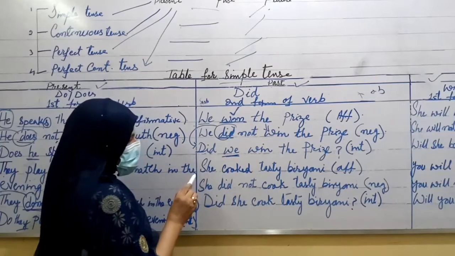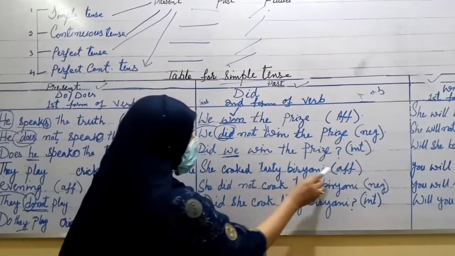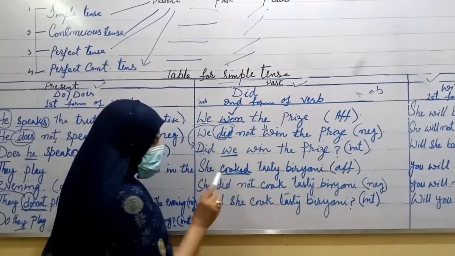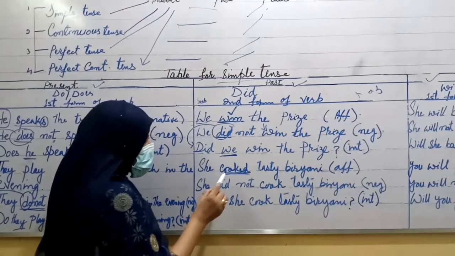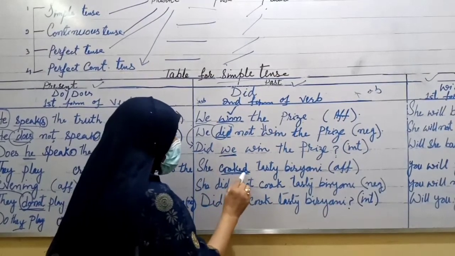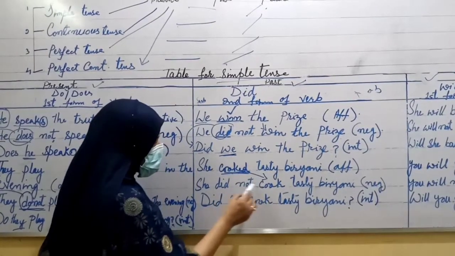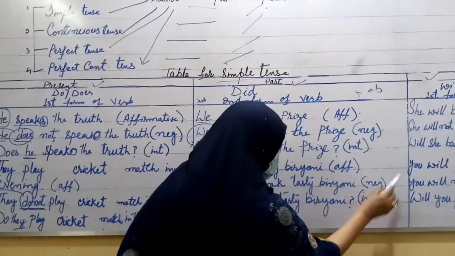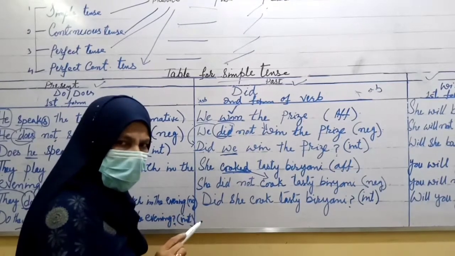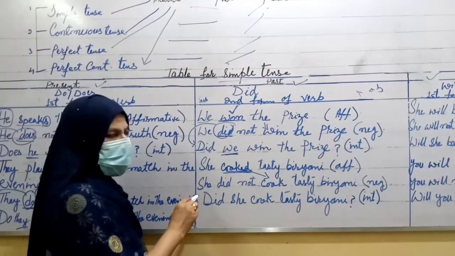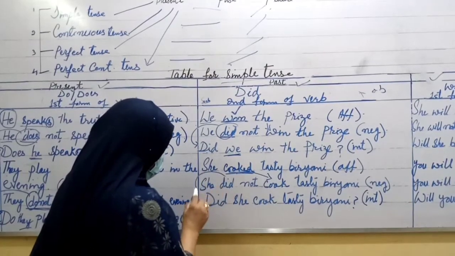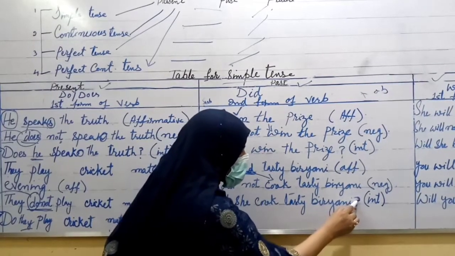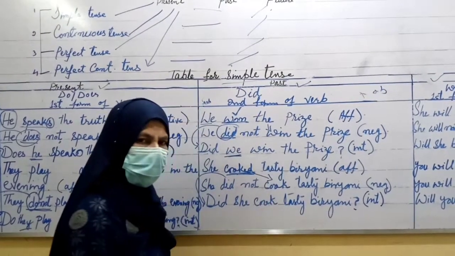Look at the next example. She cooked tasty biryani. We use here the second form of verb. When we are going to make the negative, this second form of verb will change into the first form of verb, and before the first form of verb we will use didn't. She didn't cook tasty biryani, negative sentence. Is that clear, beta? Let's move towards how you will make it interrogative. Did will come at the beginning of the sentence. Did she cook tasty biryani?